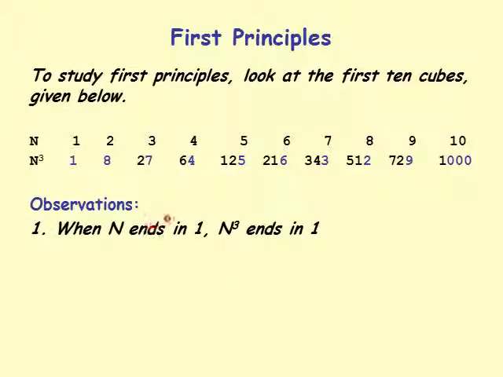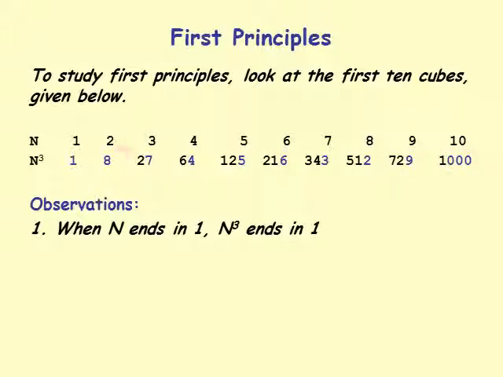When n ends in 1, its cube ends in 1. When n ends in 4, its cube ends in 4. When n ends in 5, its cube ends in 5. When n ends in 6, its cube also ends in 6. When n ends in 9, its cube ends in 9. And when n ends in 0, its cube ends in 3 zeros.